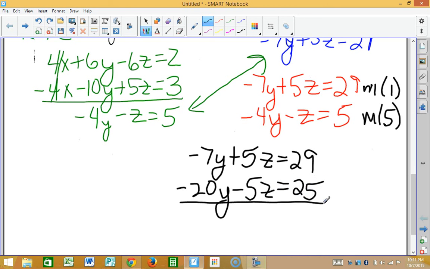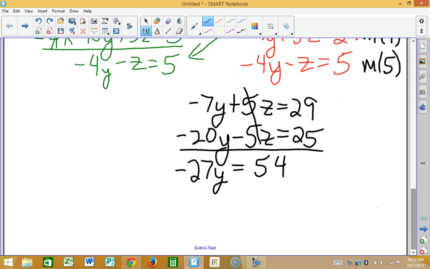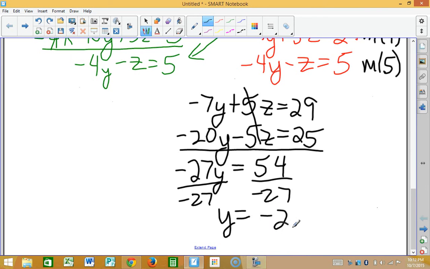So we're going to go ahead and add those up, and as you can see, the plus 5z and the minus 5z go away. So that leaves us with negative 27y equals 29 plus 25, which is 54. Okay, so getting y by itself, we divide both sides by negative 27. So if we take 54 divided by negative 27, we end up getting negative 2. So we found one part of our solution.